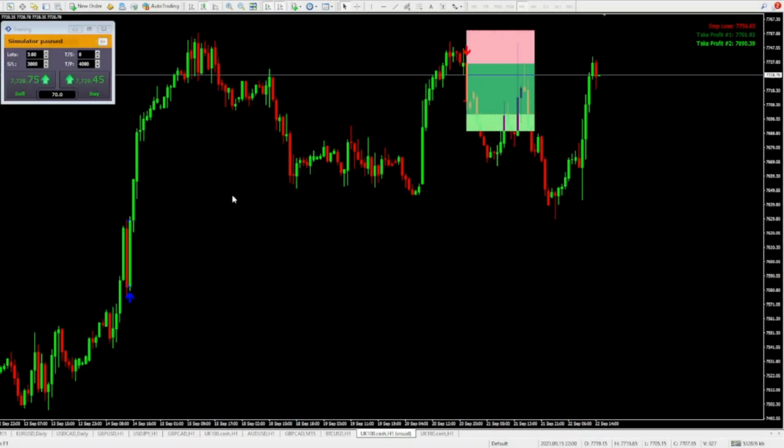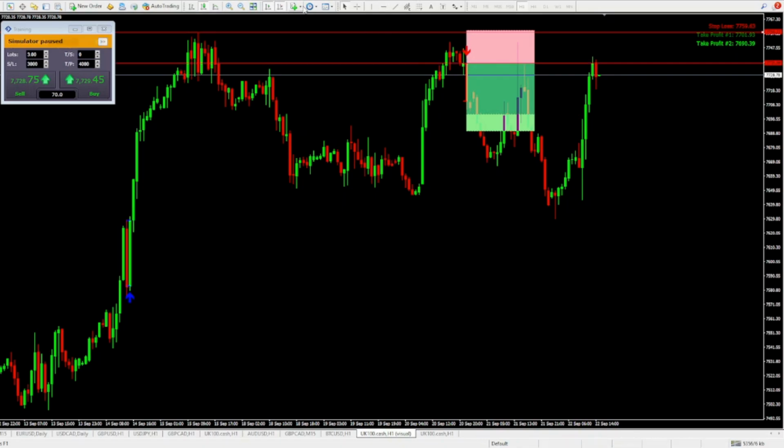Next, let's examine the opposite side of the spectrum by looking at a sell or short trade. On the chart, I've selected the FTSE 100 or UK 100 in the hourly time frame. Firstly, let's start off by marking all of the key levels right here on the chart. From the chart, we can observe that we have a bearish order block away from the supply zone.